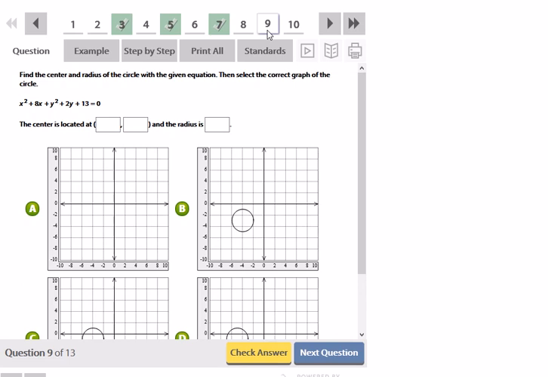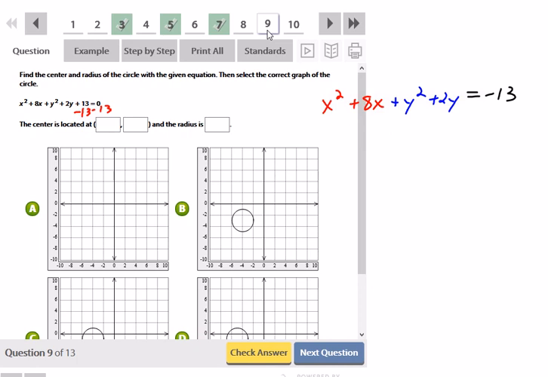Okay, same type of problem. Let's move any constants to the other side, so -13 and -13. So I would have then x squared plus 8x plus y squared plus 2y would then be equal to -13.